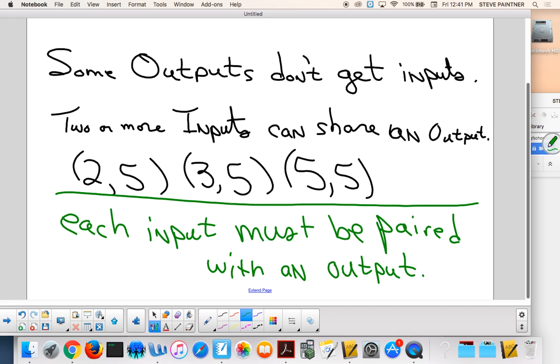Okay. So if this happened, watch this. 2 gets 6, 2 gets 10. What do you think? Not a function. They're going to ask you this in your book. They're going to go, is it a function? Is it not a function?